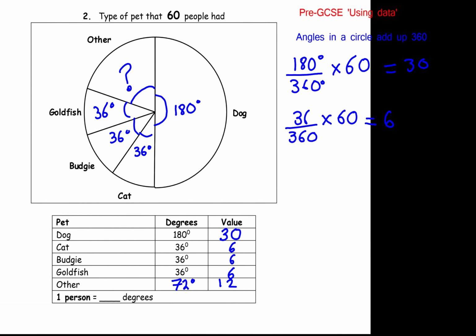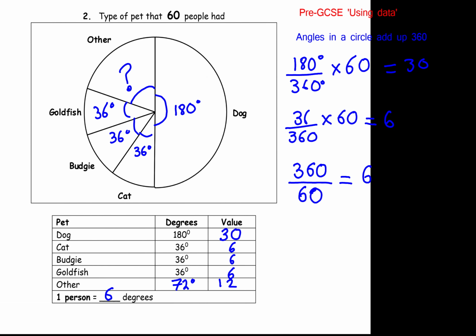The last thing is, how many degrees is one person? Okay, so as we said before, how many is 1 degree? Okay, so we know that we've got 360 degrees in a circle, and there are 60 people. So I want to find out how much one person is. So I divide 360 by the number of people or pets or whatever they give you. So it's 360 divided by 60, because I've got 60 pets, and that gives me a value of 6. So one person is 6 degrees.